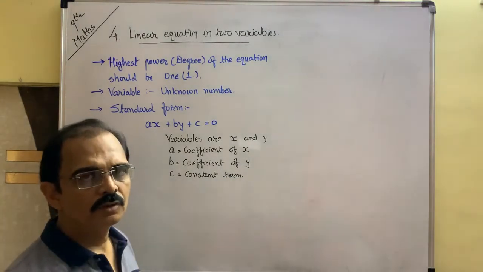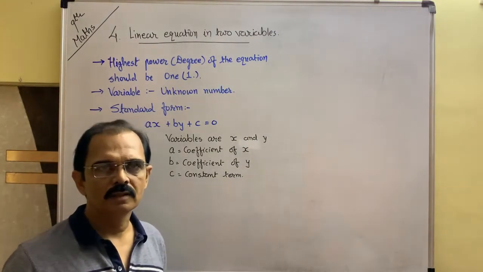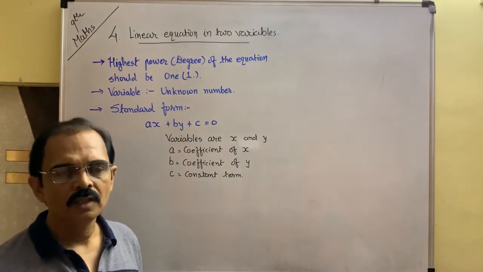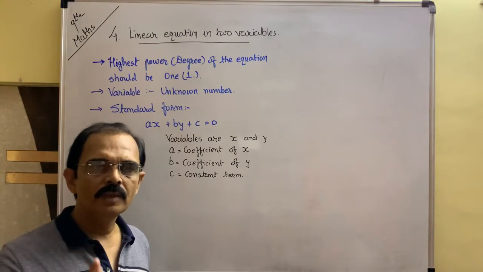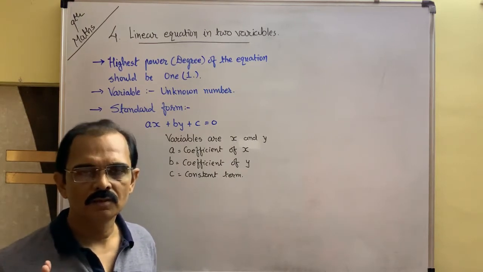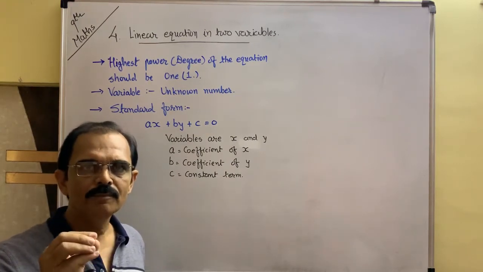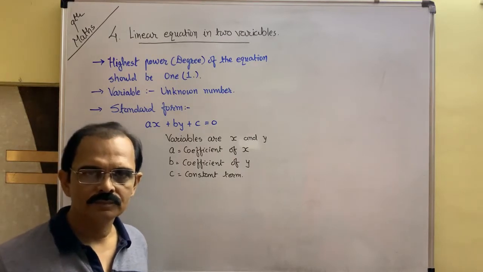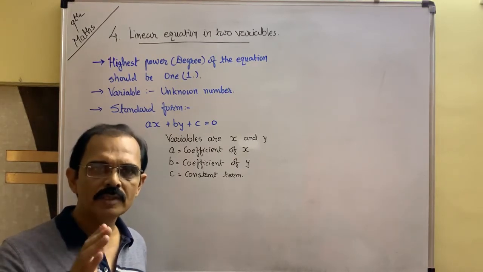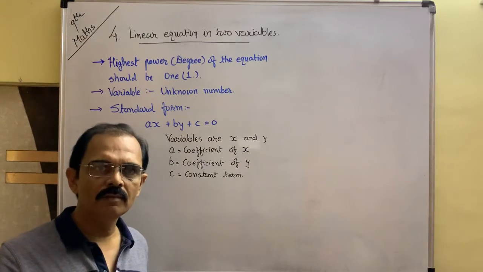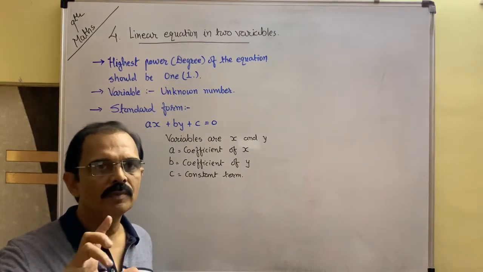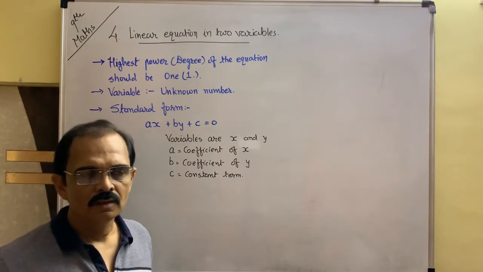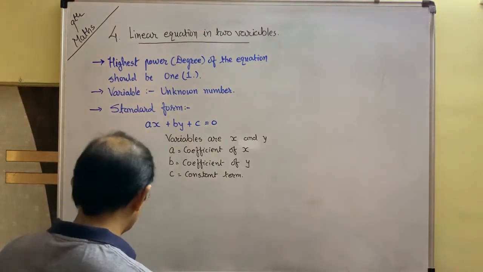Okay, these coefficients a and b, and the constant term c, may be 0, may be negative, may be positive, may be rational or may be irrational. Right?